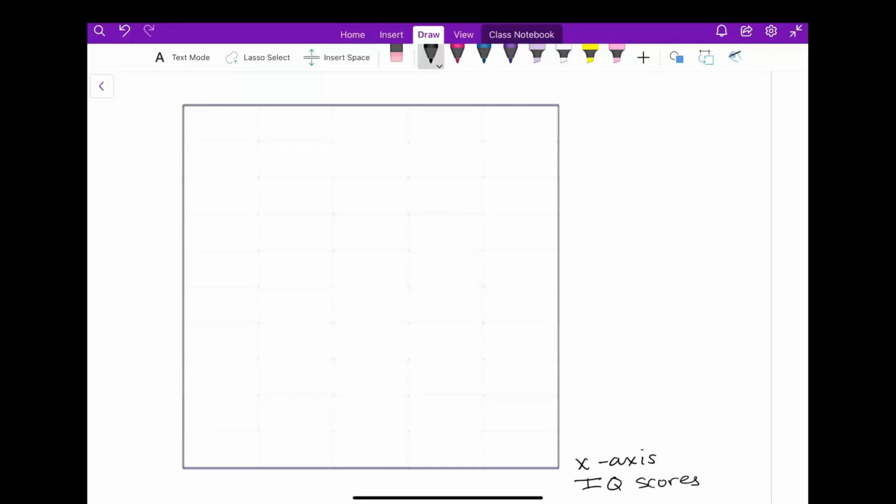What we have on our y-axis is our counts. We're going to name this the frequency of IQ scores. Okay, because it's measuring frequency, and this is IQ scores. All right. Students find it difficult to label their axes. So that was a challenge in itself.